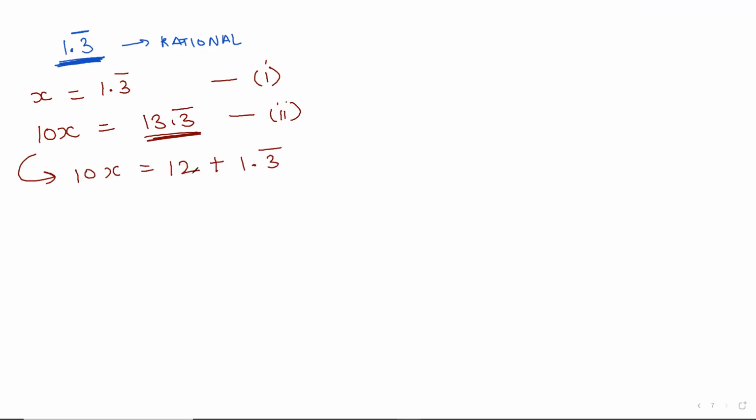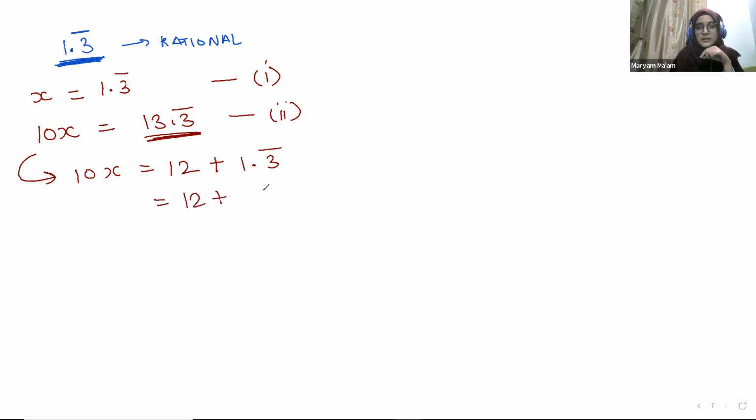So this is basically 12 plus 1.3 bar, and that is nothing but 12 plus x, because this 1.3 bar was our x. So now when you take x to the left hand side, this becomes 10x minus x is equal to 12, which is basically what you would get if you did equation 2 minus equation 1. So here is what we have, 10x minus x is equal to 12. So now Hamna, what should I write next?